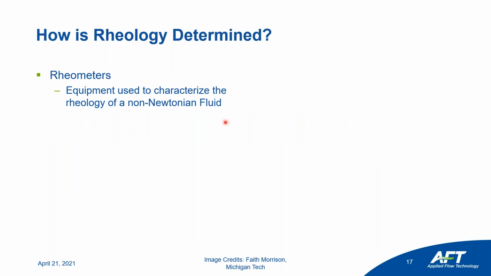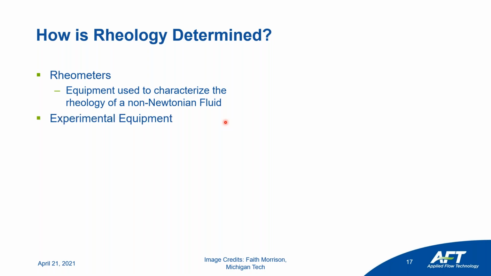And there are a few different ways you can determine that rheology. The common equipment you would use is a rheometer, which is just an experimental device used to characterize the rheology of a non-Newtonian fluid. I suppose you could use it on a Newtonian fluid too, but it wouldn't be all that interesting because you'd measure it at different velocities or different shear rates and get the same viscosity back out.